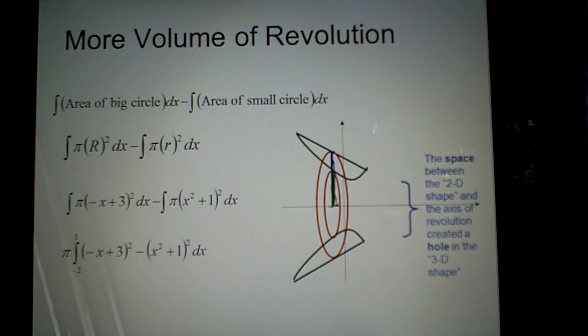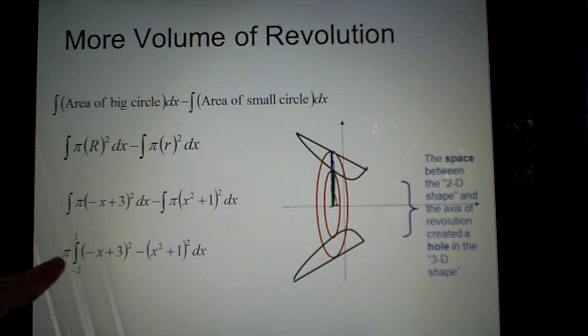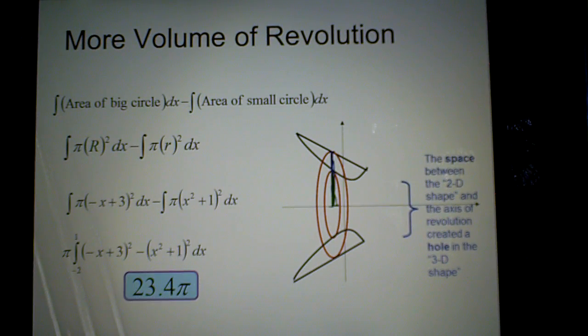I cleaned it up a little bit, using my properties of integrals. Factored a pi out. Again, using the limits of integration I found through algebra. And then plug it into that. Again, you can leave it like that, or you can multiply it out. I don't care.